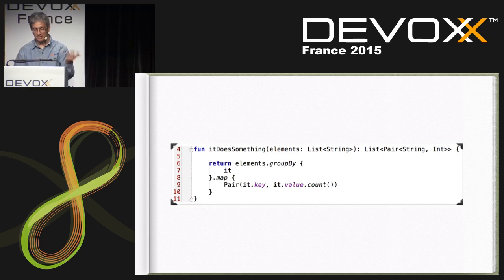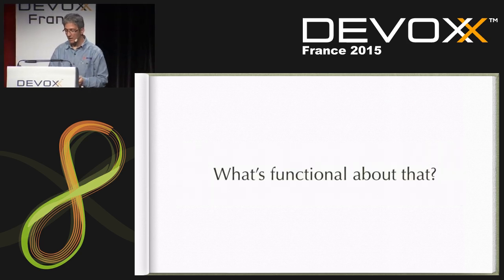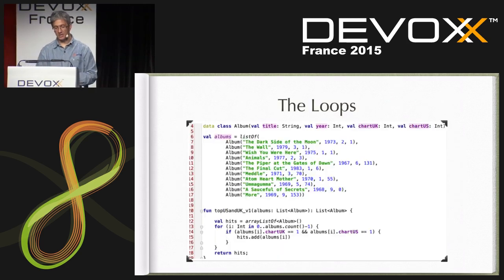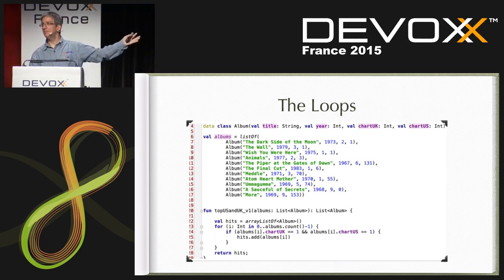So the question is, big deal, what's functional about that? Well, let's go back and do it slowly. The code that I have here is a list of albums, and anybody that appreciates beautiful music knows I'm talking about Pink Floyd, before Roger Waters left, because then it wasn't Pink Floyd anymore. So this is all of the great albums of Pink Floyd. And what I'm looking for is the top US and UK album, right?